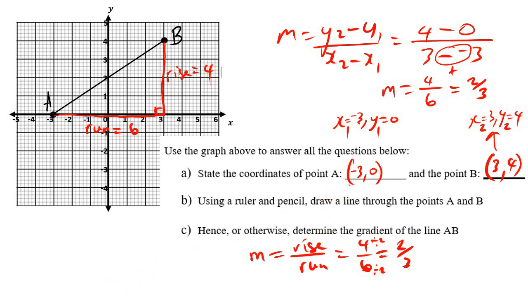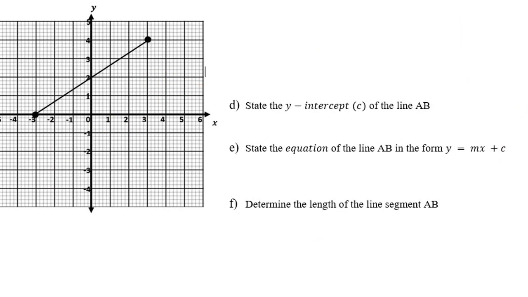Good reminder. Next, state the y-intercept of the line AB. Well, line AB should have A and B there. The graph cuts the y-axis at +2. So the y-intercept c is equal to 2. Now state the equation of the line AB in the form y equals mx plus c.